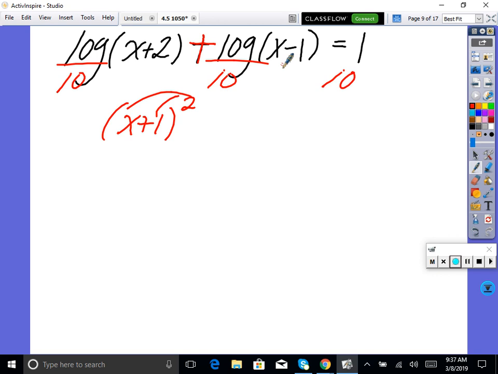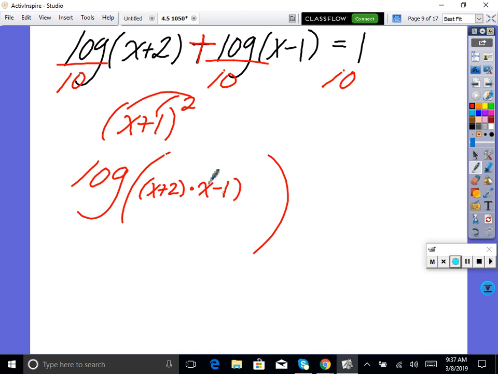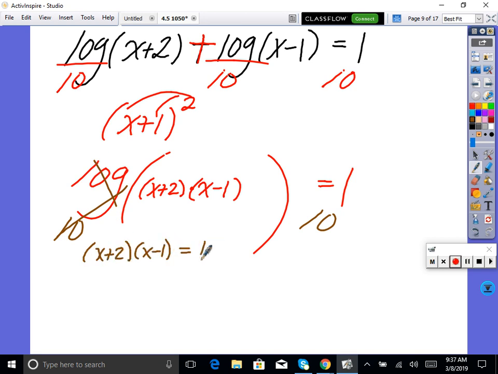How can we put this together? Yep, properties. Because you add, you multiply. So this is actually log of parentheses x plus 2 times x minus 1, and that's equal to 1. Now it would be appropriate, since you only have one logarithm and you're not doing it across an addition sign, to base 10 both sides. So we have x plus 2 times x minus 1 equals 10 to the first, which is 10.